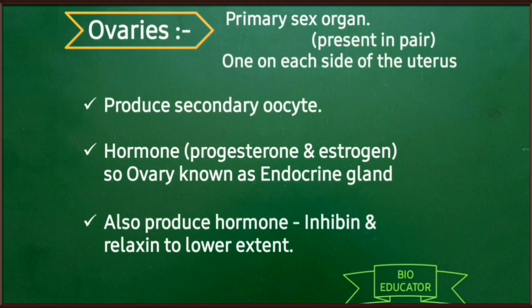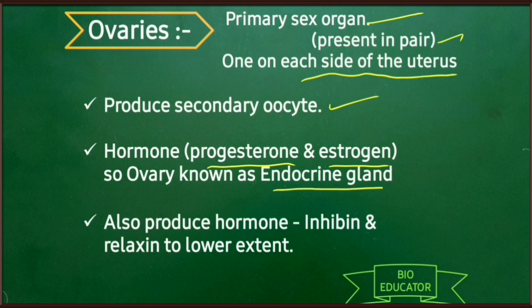Ovaries. It is the primary sex organ because it produces female gametes. It is present in pair on each side of the uterus. It produces secondary oocyte and hormones progesterone and estrogen. So, ovary is also known as endocrine gland because it produces hormones. It also produces hormones like inhibin and relaxin to lower extent.